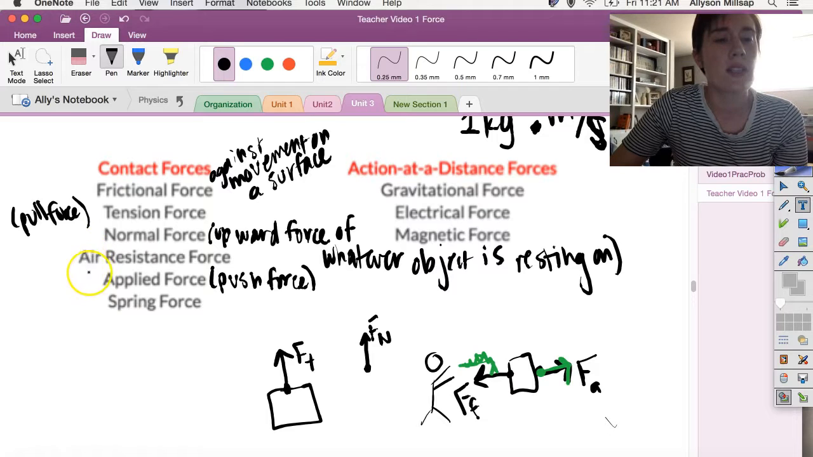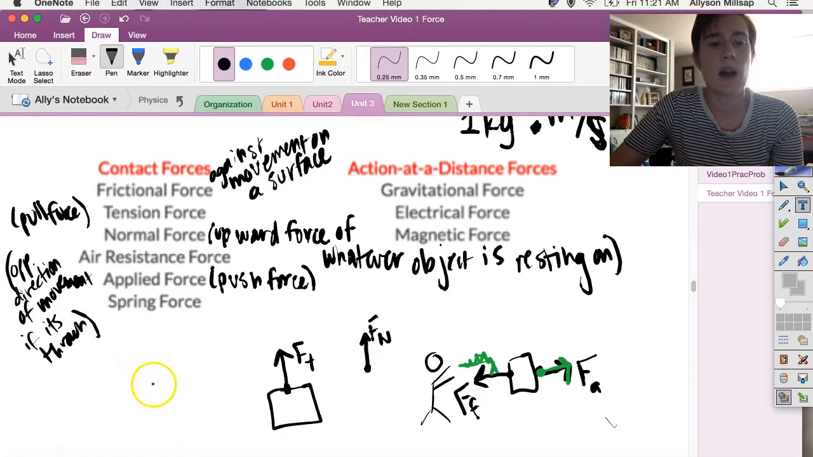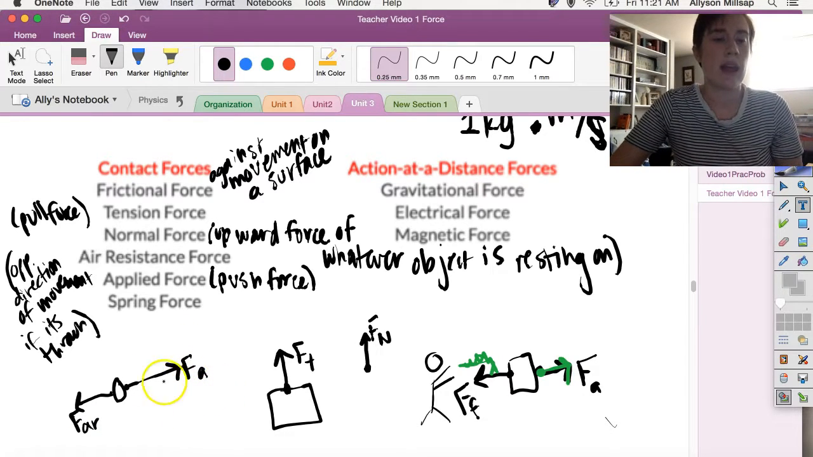Air resistance. Okay, air resistance is if you're dropping something or throwing something. Air resistance will always go opposite the direction of movement if it's thrown. So air resistance is only important to us really when the object is being thrown, okay? So here's my object, okay? I threw it this way, okay? Here's my applied force this way. Air resistance is always going to go opposite. Air resistance show with AR. An applied force you can just do with an A.